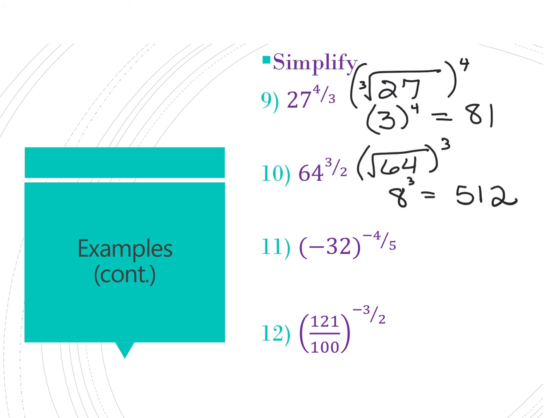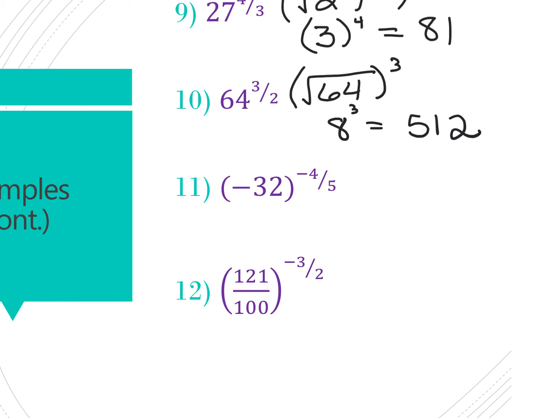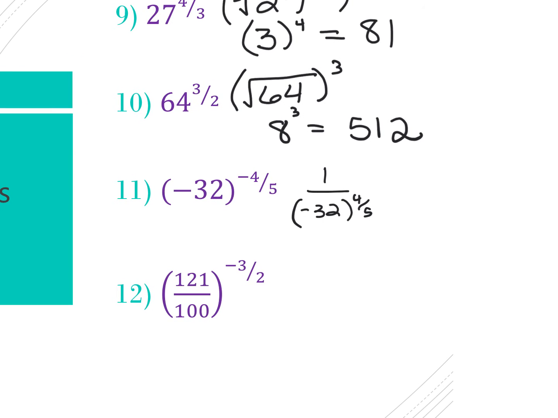Next one, we got a negative exponent and a negative number, but remember, the negative exponent turns it into a fraction. So let's first just deal with the negative 4/5. So I'm going to move this underneath the 1. I'm going to make the 4/5 positive. And now I need to find the 5th root of negative 32. It's an odd number, so I'm going to be able to do it. And then once I get that answer, I'm going to raise that answer to the 4th power.